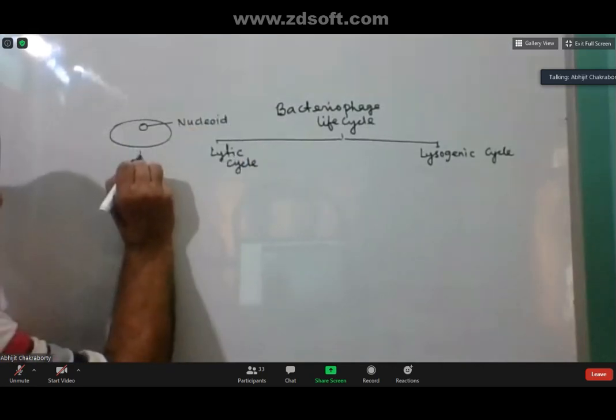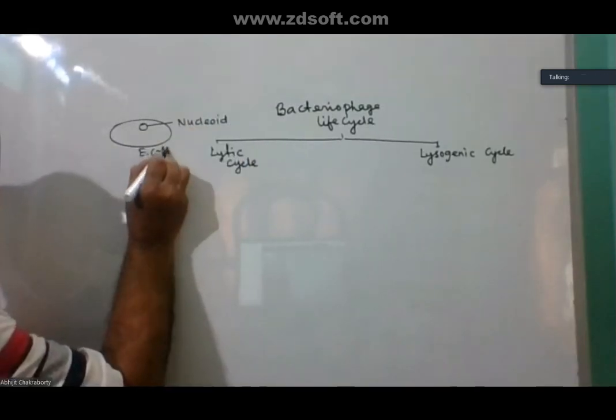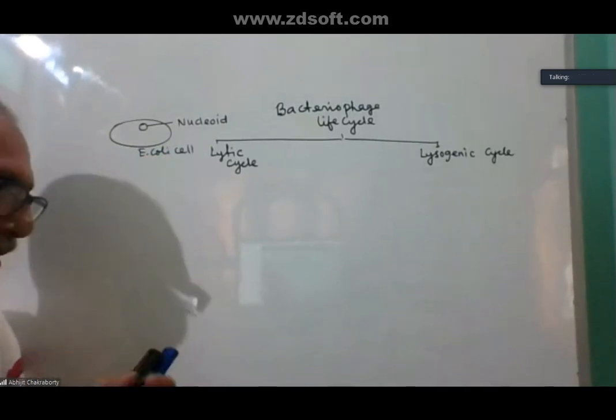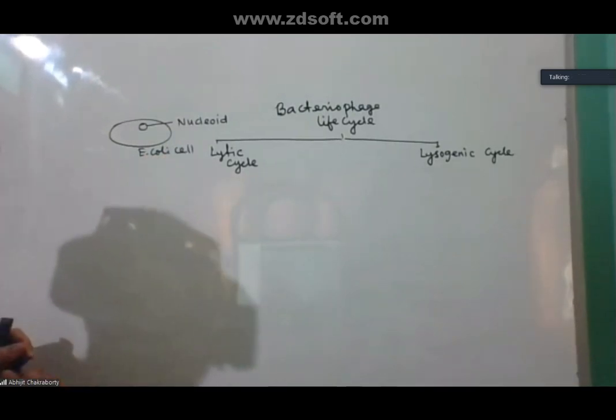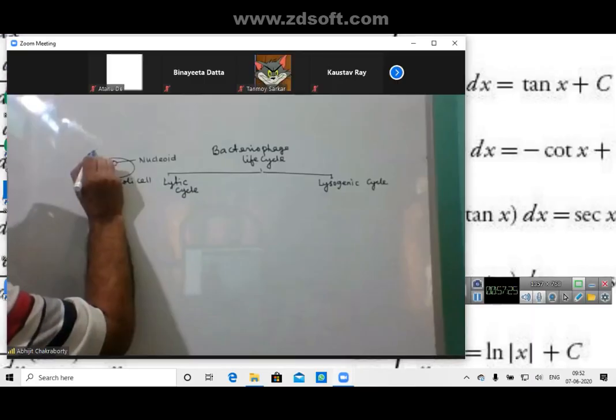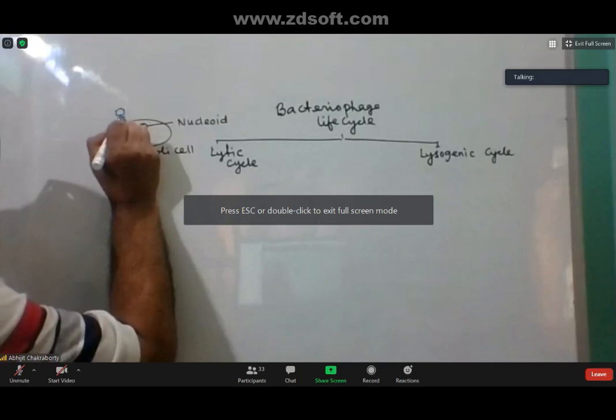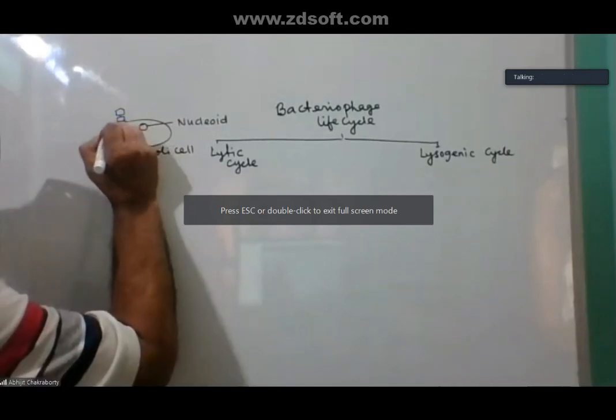nuclear. So it is E. coli cell. E. coli means Escherichia coli, a bacteria. Now, it is attacked by bacteriophage.